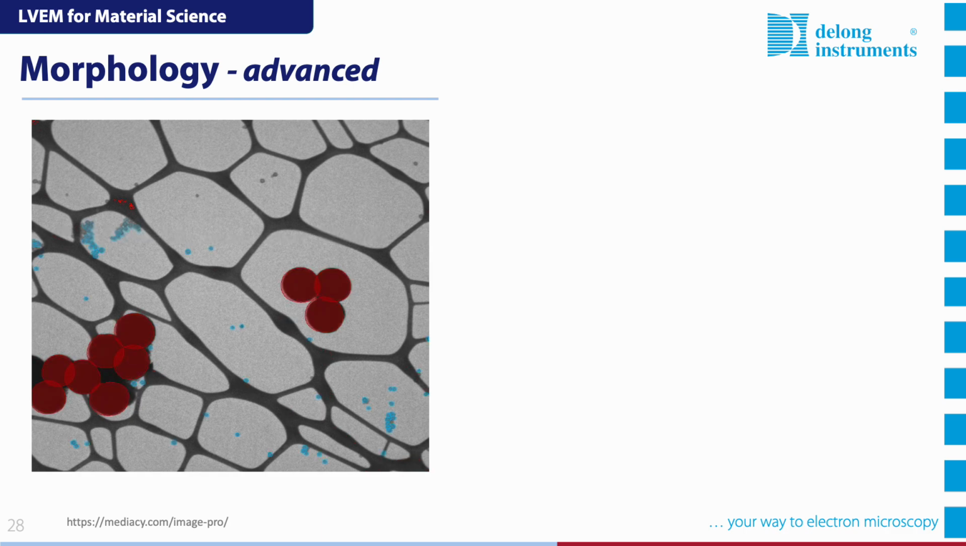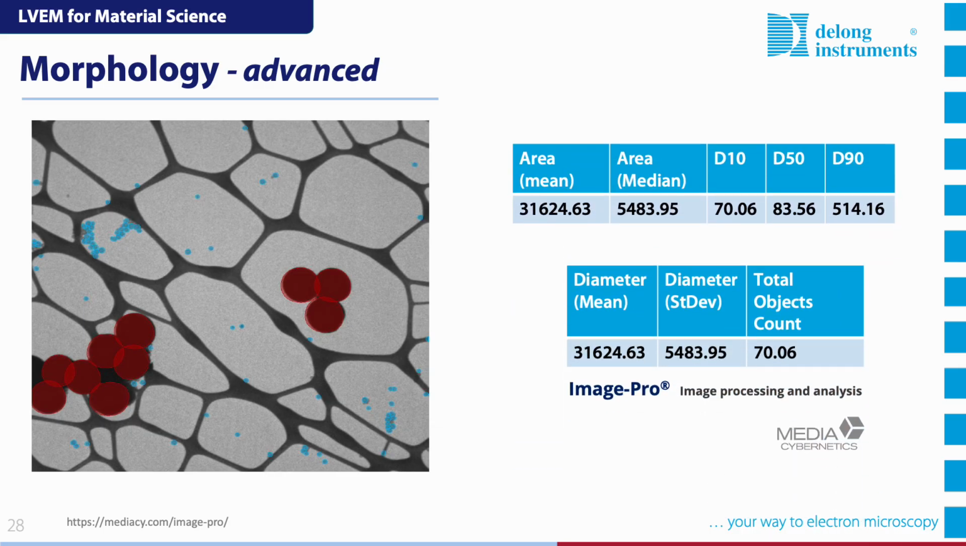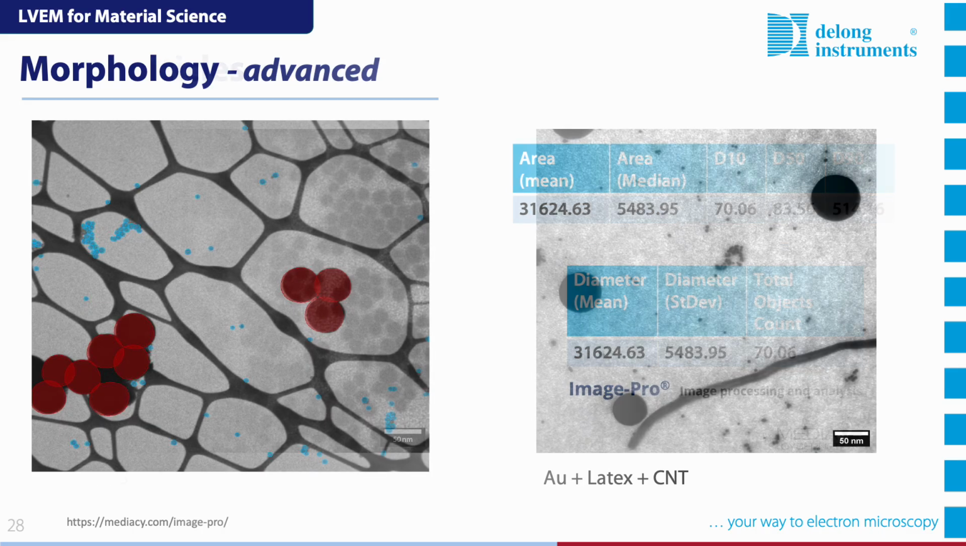For more advanced analysis, we can use software like ImageJ or ImagePro to automatically identify particles in TEM images. The software can measure particle size, shape, and distribution, and generate average sizes along with other statistical metrics. This approach streamlines data analysis, reduces manual measurements and errors, and provides robust quantitative information directly from your images.